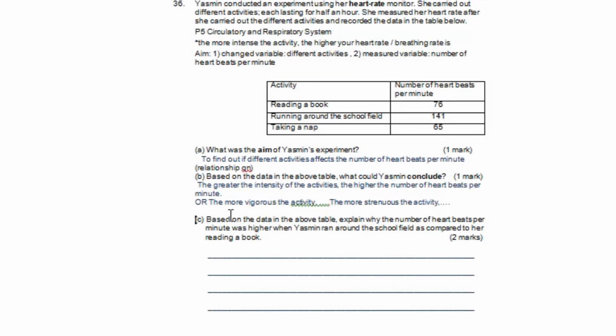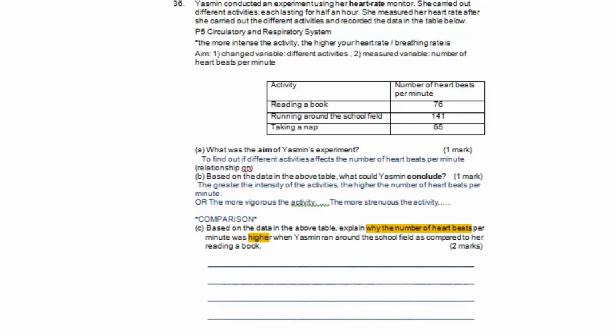Now, next one. Based on the data in the above table, why is the number of heartbeats higher? So now I'm talking about the number of heartbeats being higher. I'm looking at a word with a comparative, so I'm talking about a comparison question again. See, that is how you actually identify whether a question is on comparison or not.